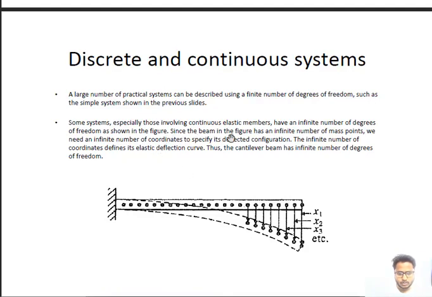Since the beam has infinite mass points, we need an infinite number of coordinates to specify its deflected configuration. The infinite number of coordinates define its elastic deflection curve. Thus the cantilever beam has an infinite number of degrees of freedom.